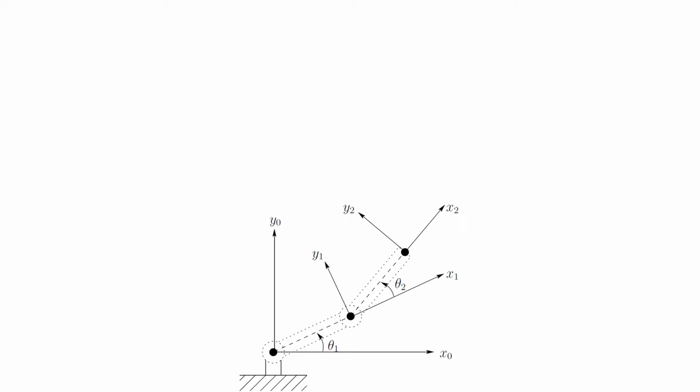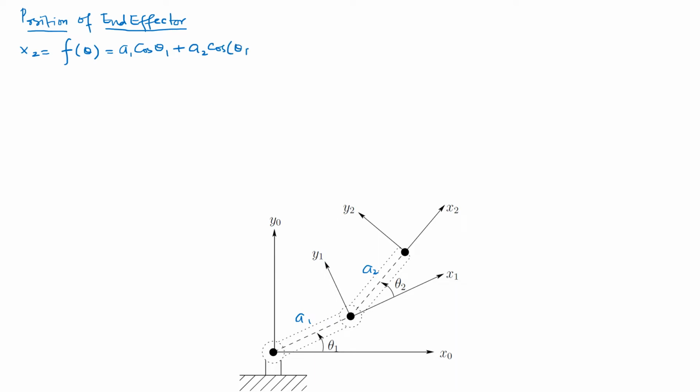And we derived an expression for the position. So let me quickly write that one down once again. So position of end effector. So this was having x2 coordinate, which was defined to be a function of thetas, which was defined in terms of having these link lengths, which are a1 and a2. So this is going to be a1 cos of theta 1 added with a2 cos of theta 1 plus theta 2.